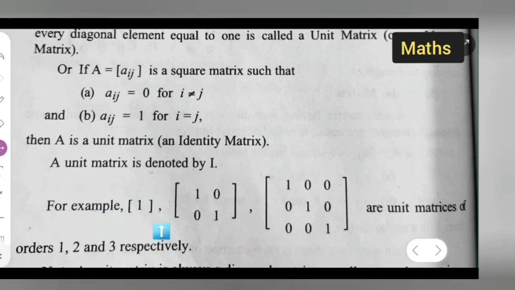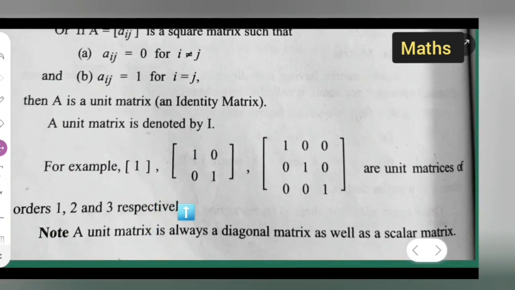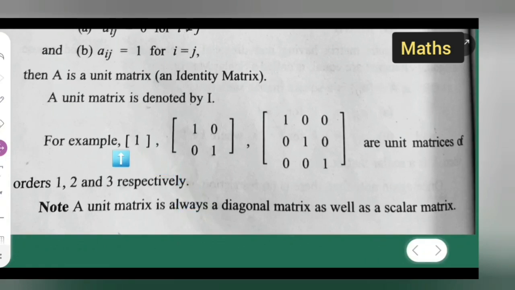For example, these are the examples which you can take down. This is with order 1, this is with order 2, and this is with order 3. 1; 1 0, 0 1; 1 0 0, 0 1 0, 0 0 1 are unit matrices of order 1, 2 and 3 respectively. You can take down the note: a unit matrix is always a diagonal matrix as well as a scalar matrix. So it is a diagonal as well as scalar matrix. So you can write it down.